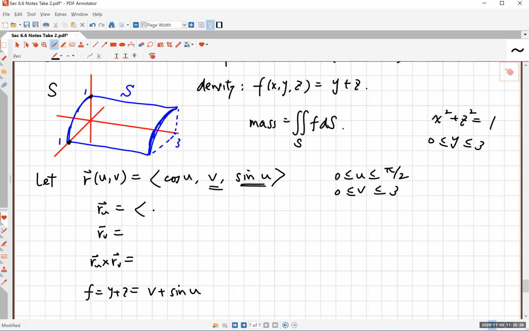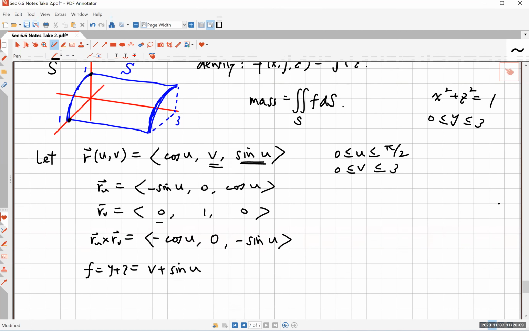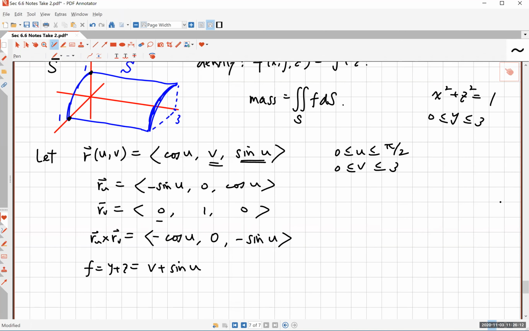Okay, r_u is negative sine u, 0, cosine of u. r_v is 0, 1, 0. r_u cross r_v is negative cosine u and positive sine u. Is that right? No, that's not it. Its y is actually 0. The second coordinate is 0, right? Because you have 0 here and 0 here. So that would be 0.